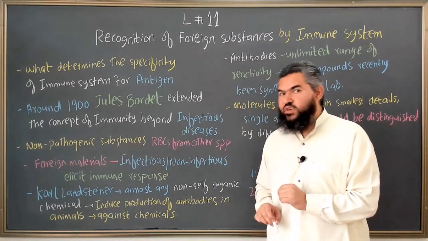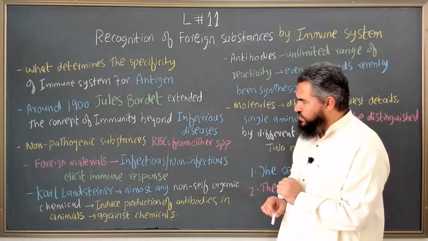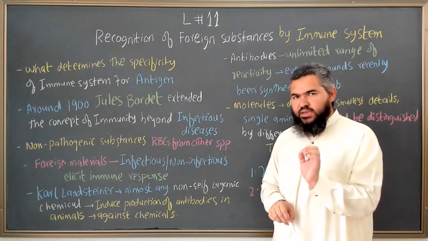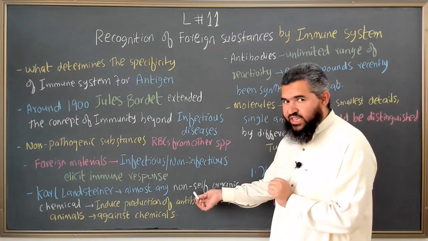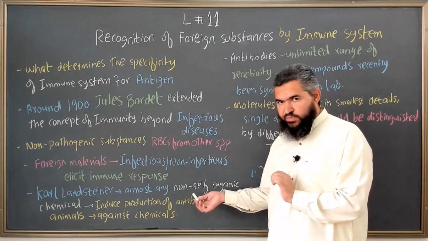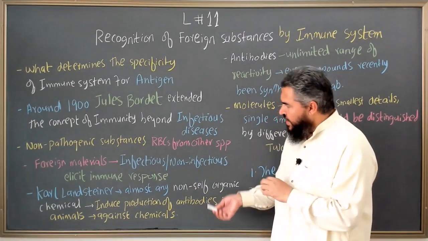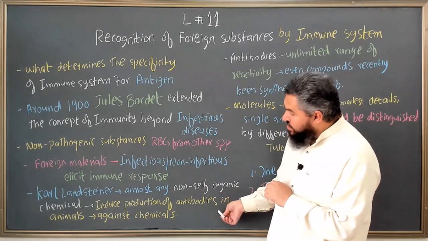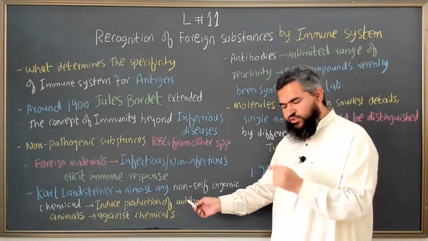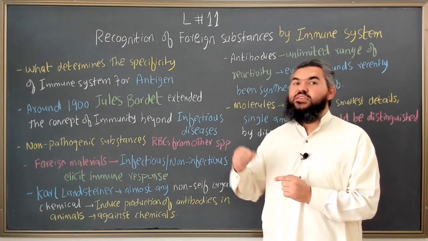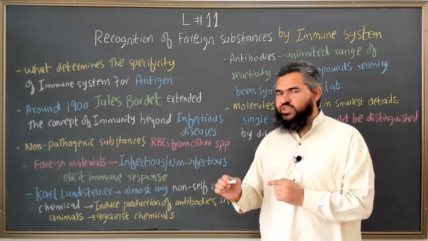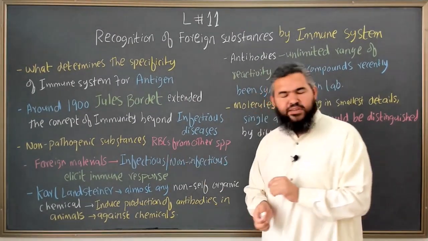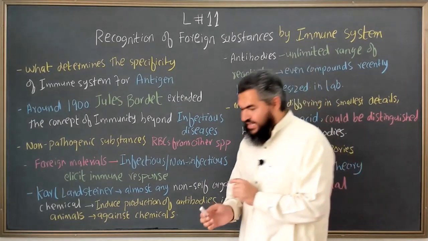That means that they can be responsible for the production of the antibodies and the other components of the immune system. Now, Landsteiner believed that almost any non-self organic chemical, and it is important to keep in mind that we are talking about non-self things, that means chemicals that are not present in our body and that the body does not recognize as its own, has the ability to induce the production of antibodies against those specific chemicals. So if a pathogenic organism is entering into the body, the antibodies will be made against the pathogen. If a non-pathogenic substance is entering into your body, the antibodies will be made against those particular non-pathogenic substances. For example, if RBCs are entering into the body, the antibodies are going to be made against these RBCs.